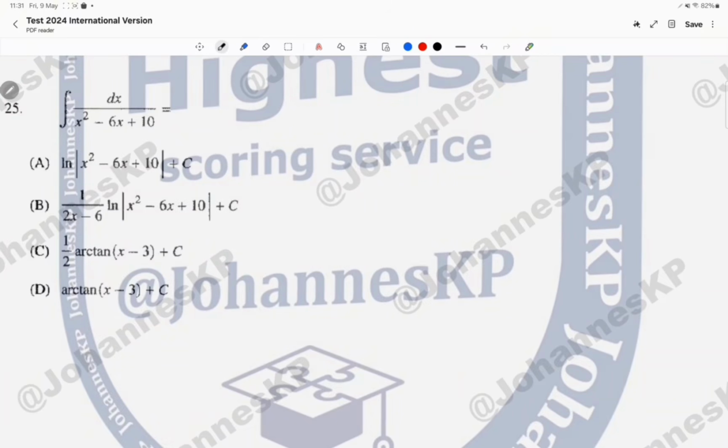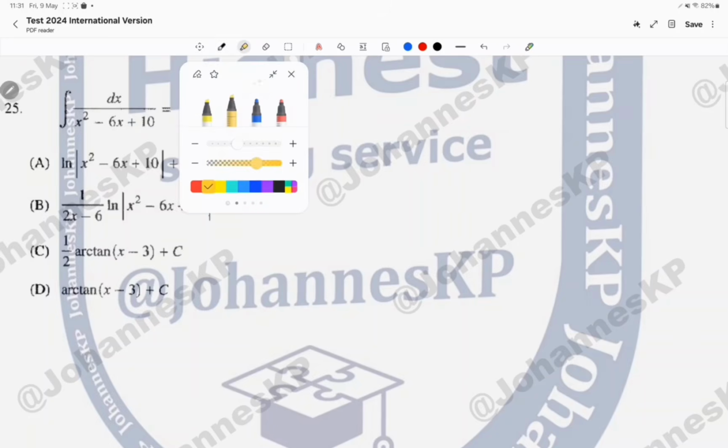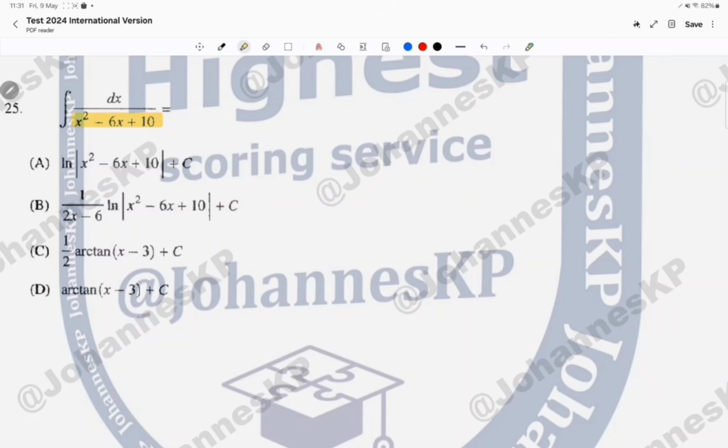25. Now, do you know what complete the square means? So we have to complete this square: x squared minus 6x plus 10. Let me tell you what's going on here. How do you complete this square? Like, what do you do with this? Try to separate them.